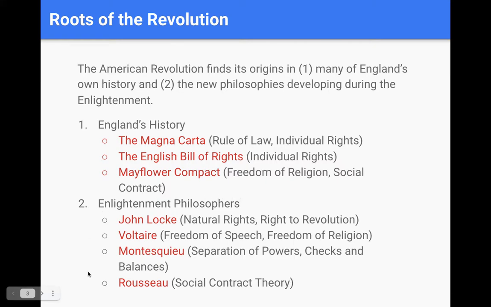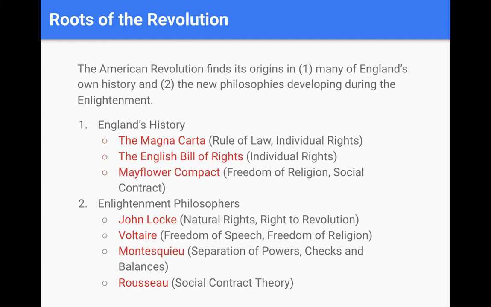The whole idea of social contract theory is also in with the Mayflower Compact. But then you also have a huge influence by the Enlightenment. All right, I can't stress enough how much the Enlightenment plays a role in the American Revolution and the foundations of our government. Okay, the ideas are all over the place.